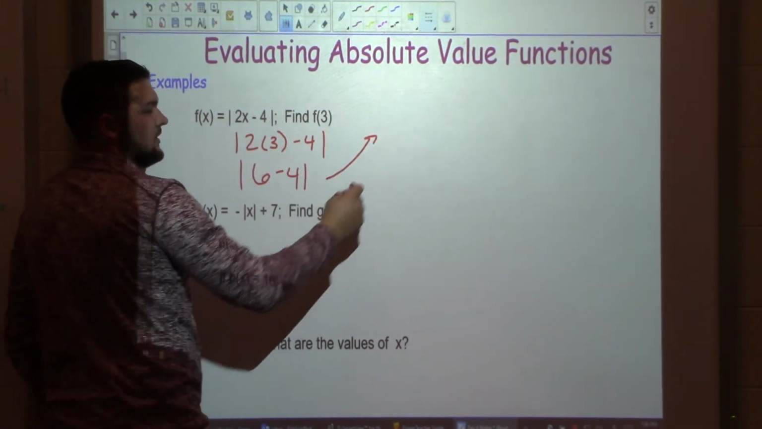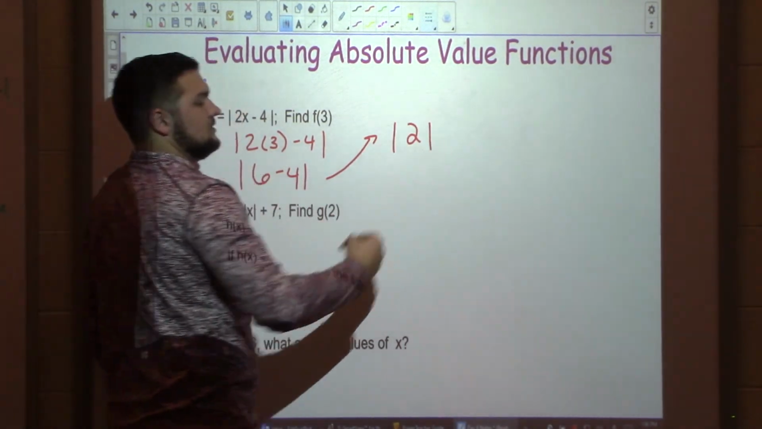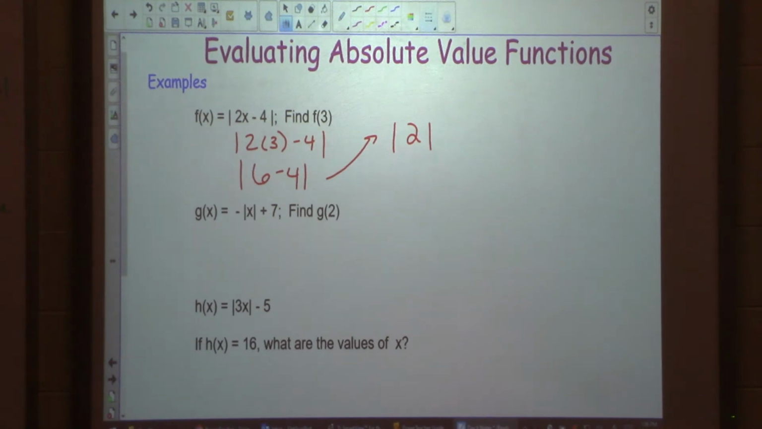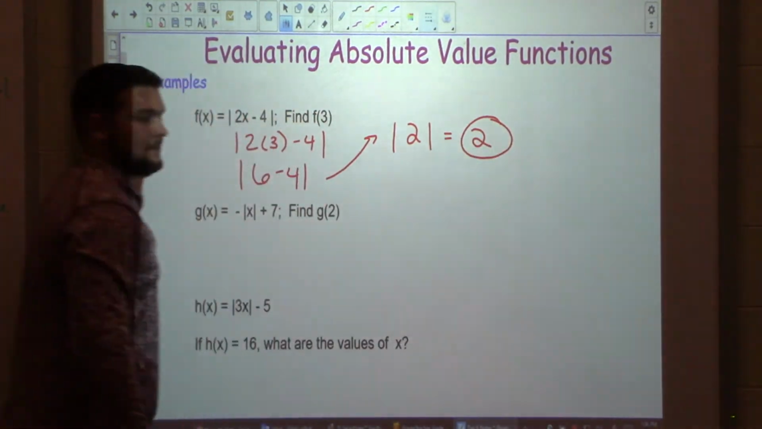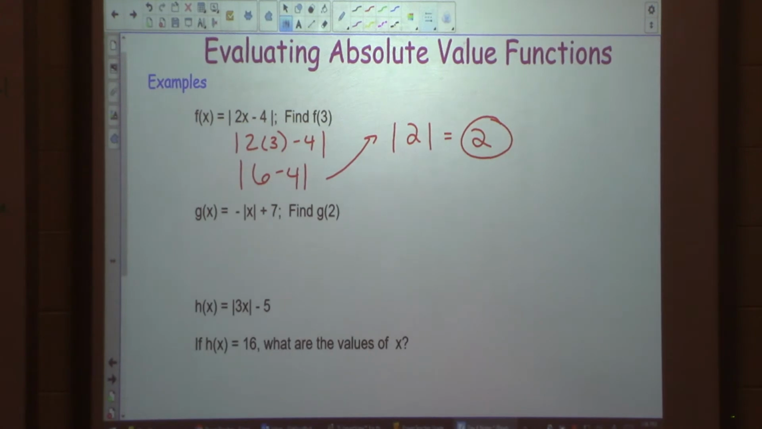6 minus 4 will give me 2. Now I have one number narrowed down in there. What's the absolute value of 2? 2. So my answer is going to be 2. Same thing for the next one.